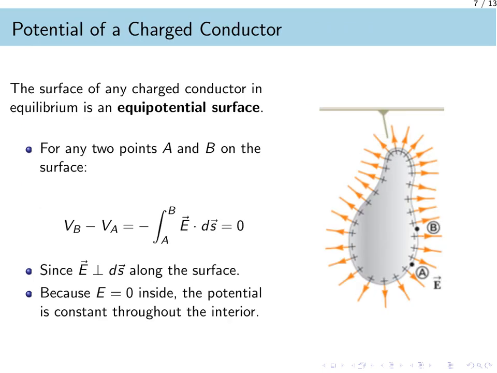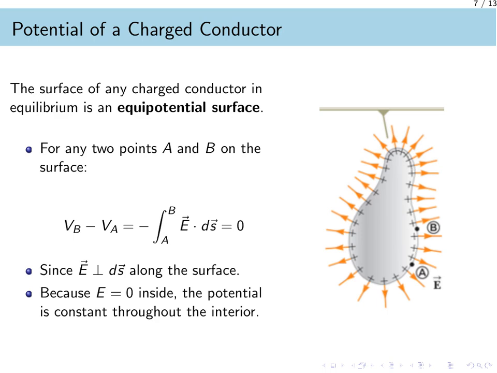Now let us discuss the electric potential of a charged conductor. A key consequence of the first three properties is that the entire surface of any charged conductor in equilibrium is an equipotential surface. If we consider any 2 points, A and B, on the surface, the potential difference between them is the negative integral of the electric field dot the displacement vector dS.